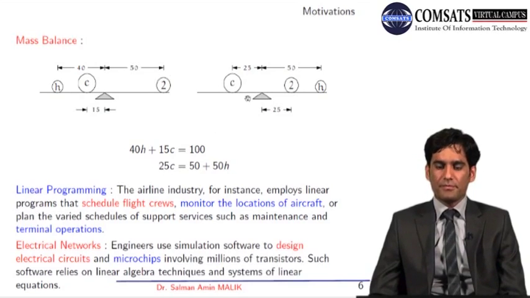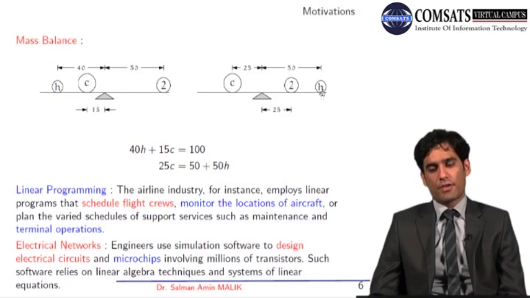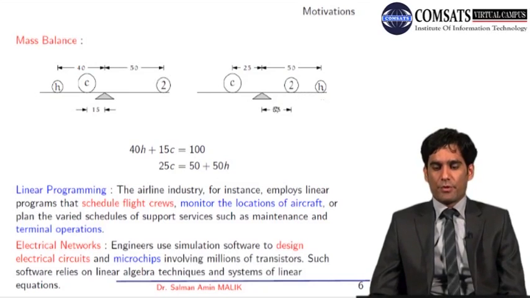We have now the clockwise turning effect given by this object c, and its turning effect is 25 into c, which should be equal to 2 into 25, which is the turning effect due to the object of mass 2, which becomes 50, plus the turning effect due to the object h, which is 50 into h.